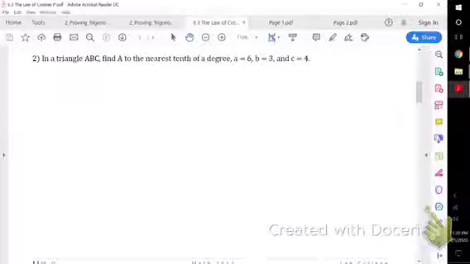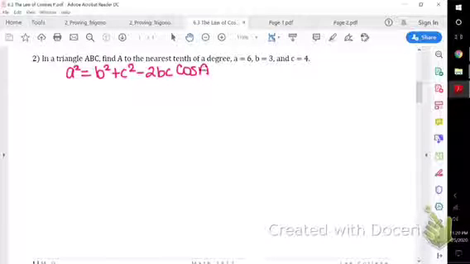Now, if I'm after angle A, the only equation that has angle A in it is the one for when we're looking for side A. So we're going to use that formula to help us. And so we're going to use the formula that A squared is equal to B squared plus C squared minus 2BC cosine of angle A. And so let's plug in everything we know.